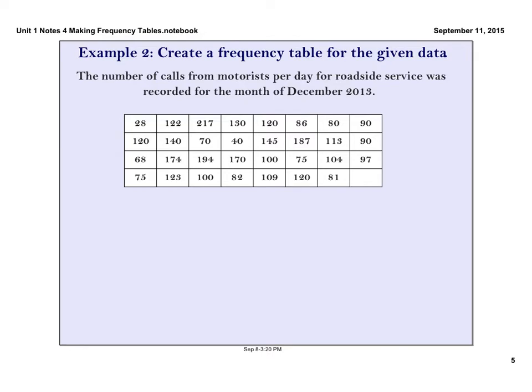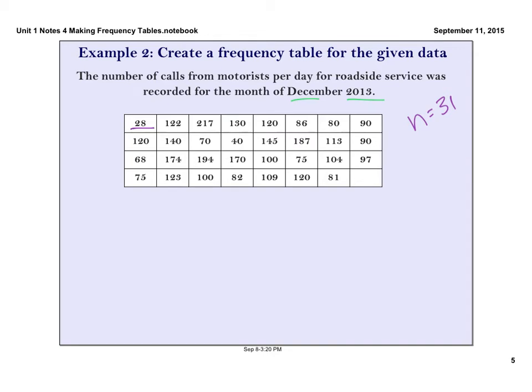It says the number of calls of motorists per day for roadside service was recorded for the month of December 2013. So my N here is, since I'm in December of 2013, my N is going to be 31. All right, so the next thing that I want to do is look for the lowest and the highest data value. So my lowest data value appears to be 28. If I'm looking through that whole table, I don't think there's anything less than 28.